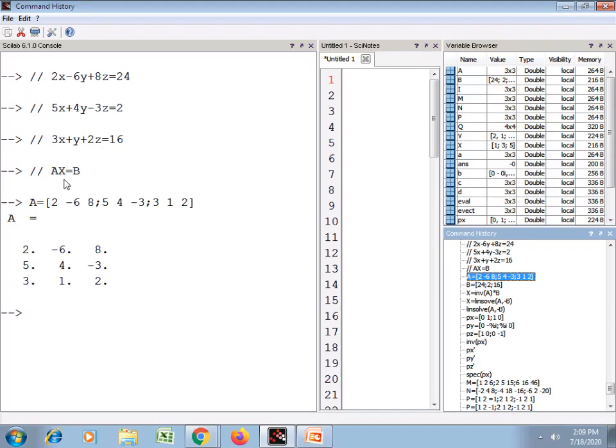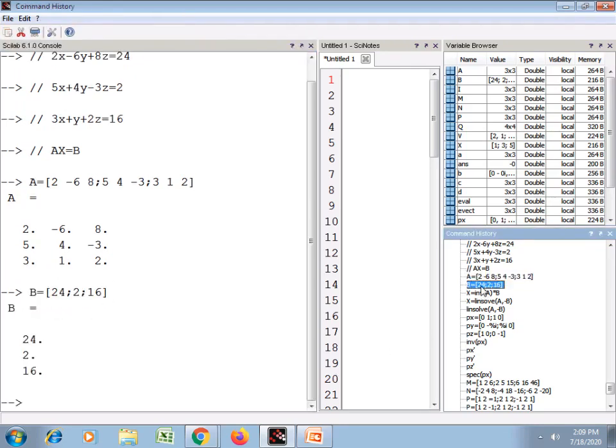Then x is a column vector or column matrix which has the elements x, y and z. Then matrix B is also a column matrix having the elements on the right hand side of the three equations, that is 24, 2 and 16.